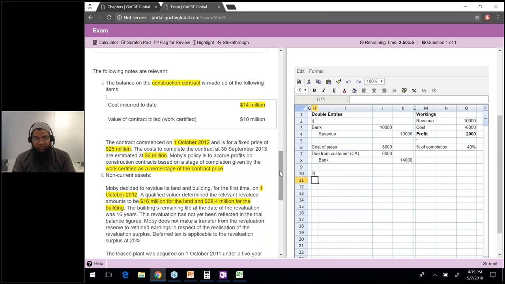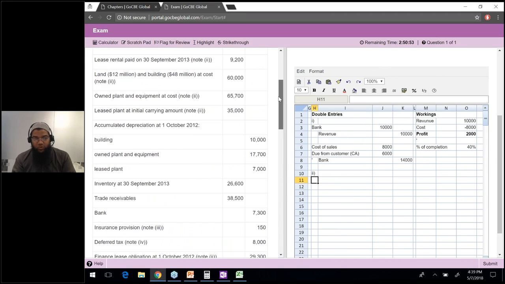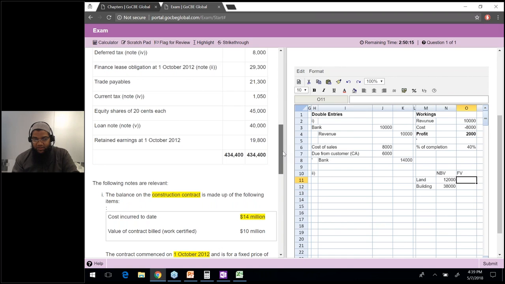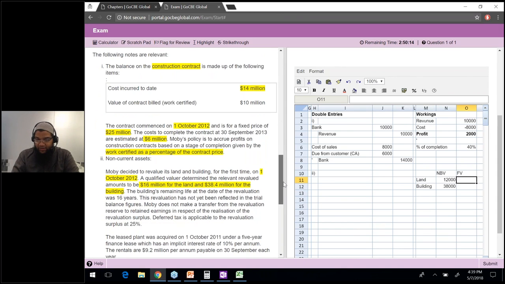So let's check the value of the land and building in the trial balance. The land was 12 and the building was 48. And apart from this, the building would have been depreciated as well by $10,000. So if I write the net book value of the land, it is going to be 12,000. The net book value of the building is going to be 48,000 minus 10,000. And the fair value given by the question is 16,000 for the land.